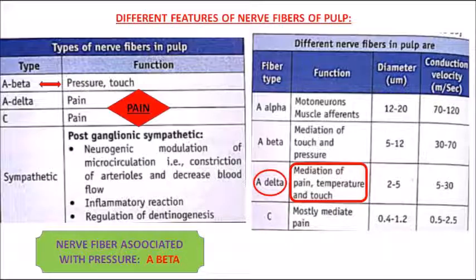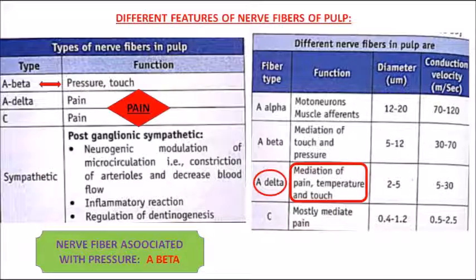Now different types of fibers are A and C, in which A has three types: A alpha, A beta, A delta. Along with that C also is there. A alpha and A beta, these two fibers are not that important. What is very important for us is A delta and C fiber, because A delta fiber carries the mediation of pain, temperature and touch, with a smaller diameter of 2 to 5, and it possesses a conduction velocity of 5 to 30 meters per second. C fibers mostly mediate the pain.